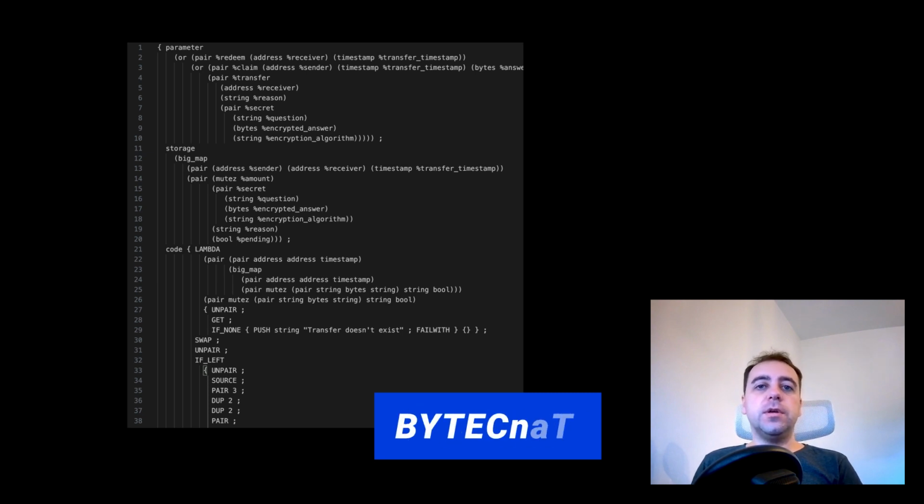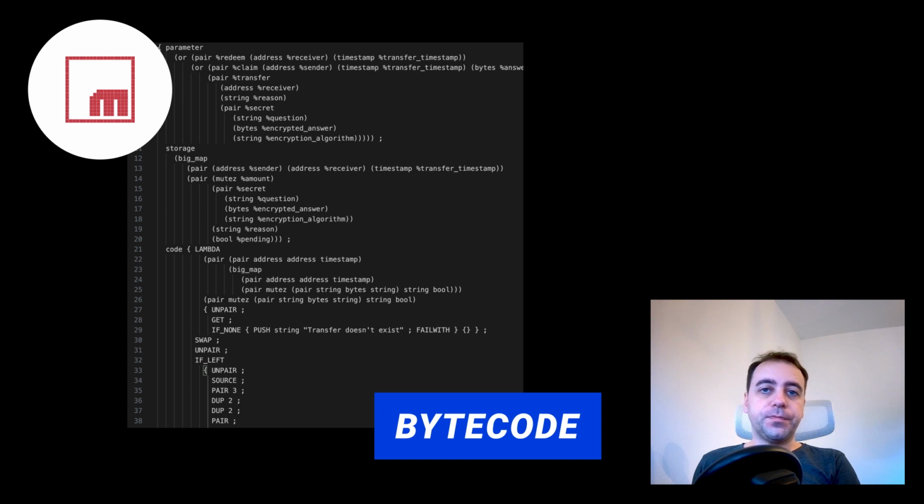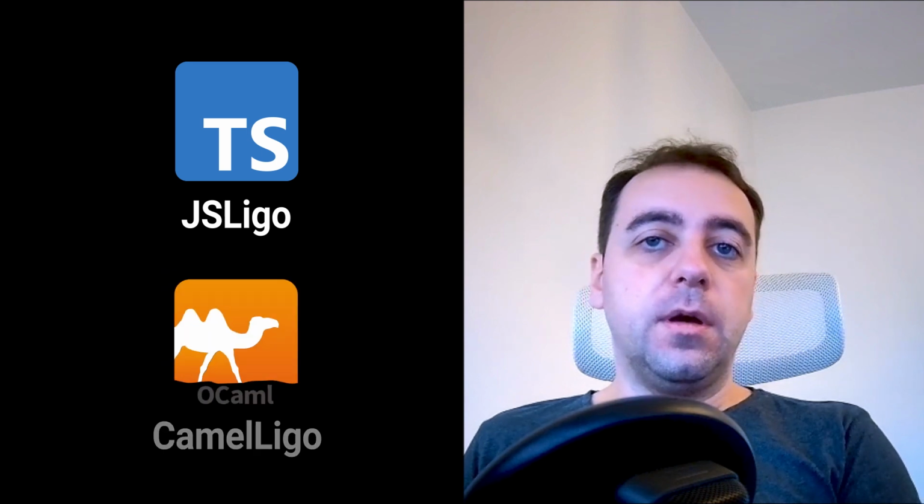What is Ligo? Ligo is a high-level language that compiles into the Tezos bytecode, named Michelson. There are two flavors in Ligo. The first one is in TypeScript, and is named jsLigo, and the second one is in a CamL style, and is named mLigo.